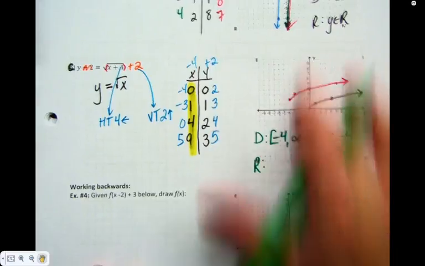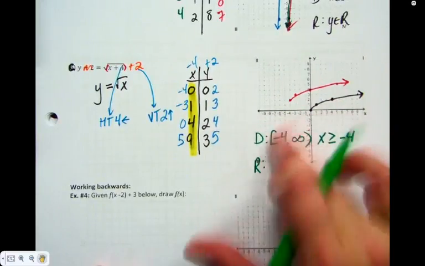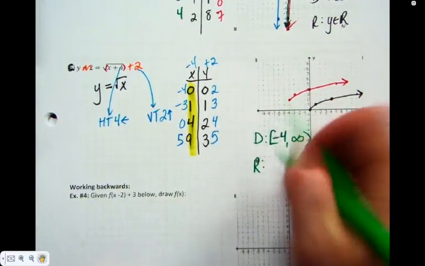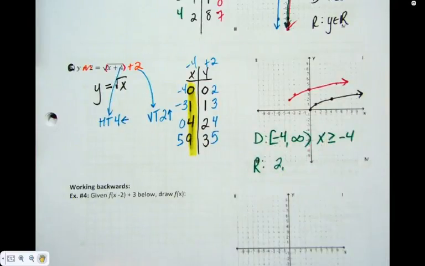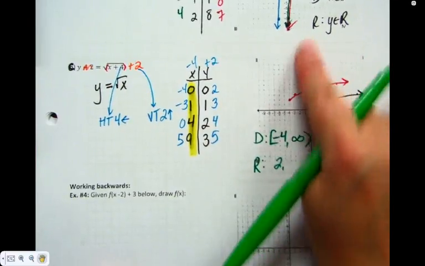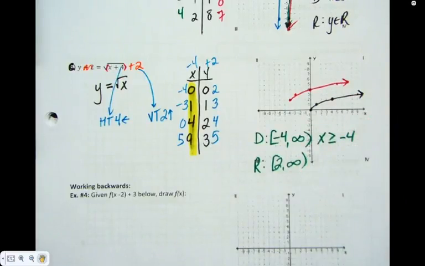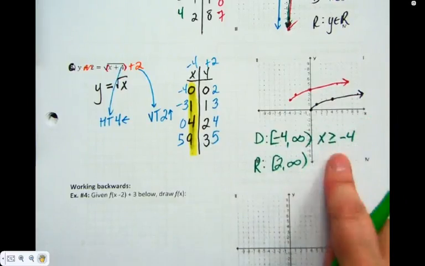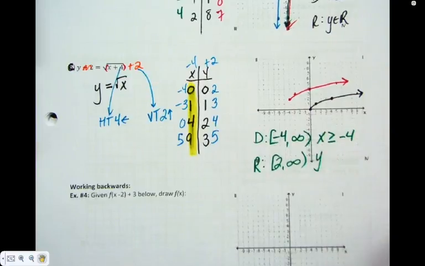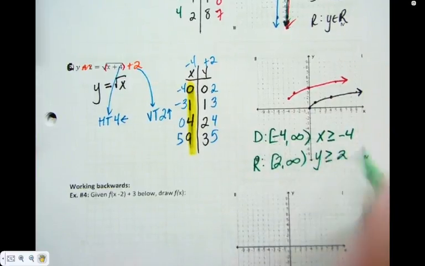Now you're looking down, so you're looking on the y-axis. Where do we run out of graph? What's the lowest possible point? 2. What's the highest possible point? If you want to do the other notation, y is greater than or equal to 2.